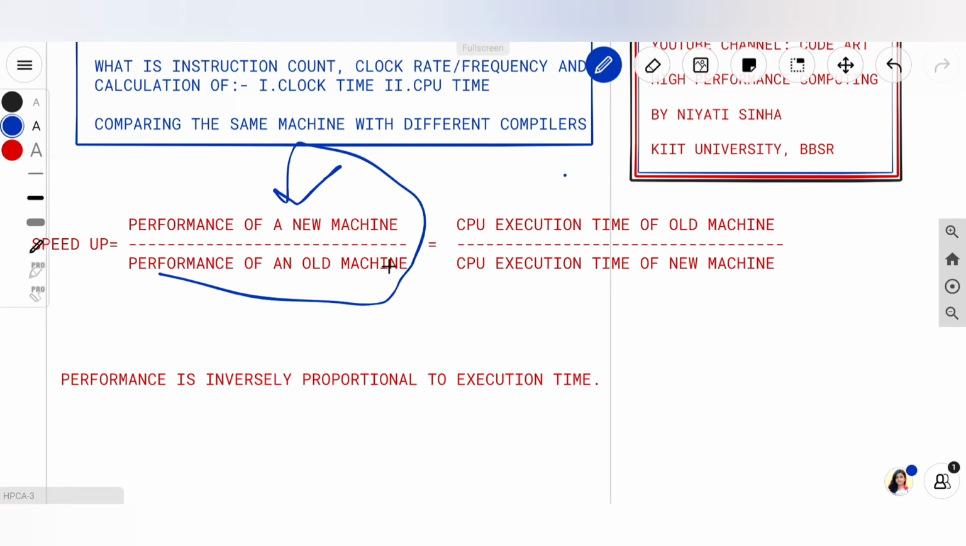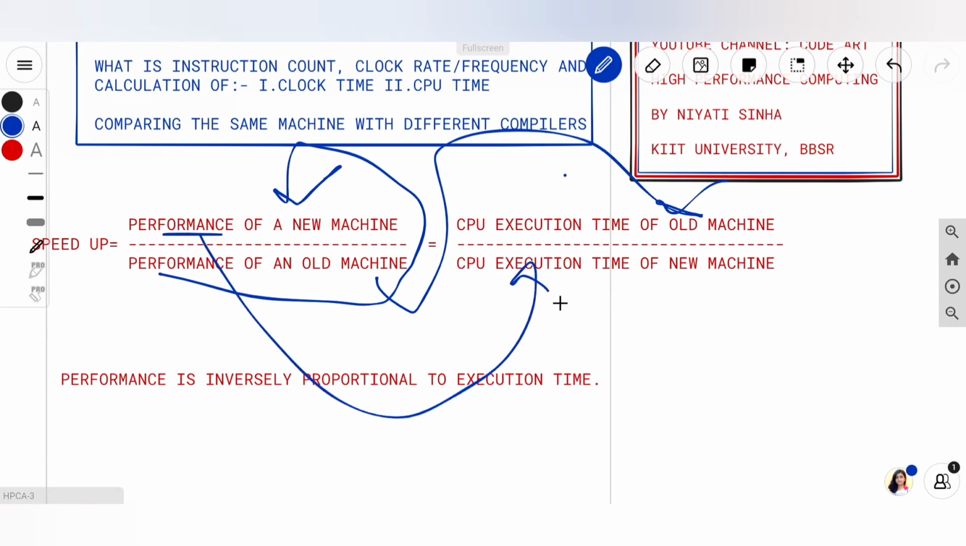This can also be stated as CPU time of old machine divided by CPU time of new machine. So speed up is equal to performance of a new machine divided by performance of an old machine, that is, CPU execution time of old machine divided by CPU execution time of new machine. From here we can see that performance is inversely proportional to the execution time.